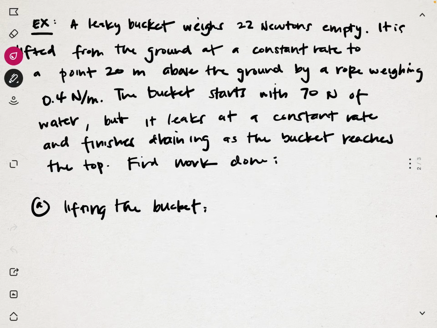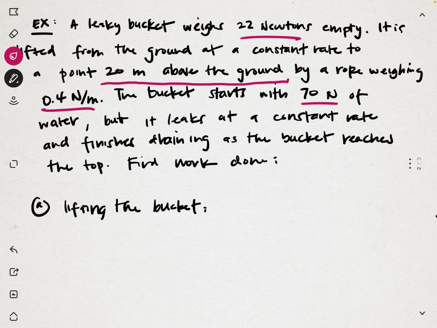Okay, the second one's kind of long, but it's not too bad. It's good that it's long because it breaks it down into separate parts. Otherwise, it might be overwhelming. So it says that a leaky bucket weighs 22 newtons empty. So that's just the weight of the bucket. It's lifted from the ground at a constant rate to a point 20 meters above the ground by a rope weighing 0.4 newtons per meter, N over M. The bucket starts with 70 newtons of water, but it leaks at a constant rate and finishes draining as the bucket reaches the top. Find the work done.